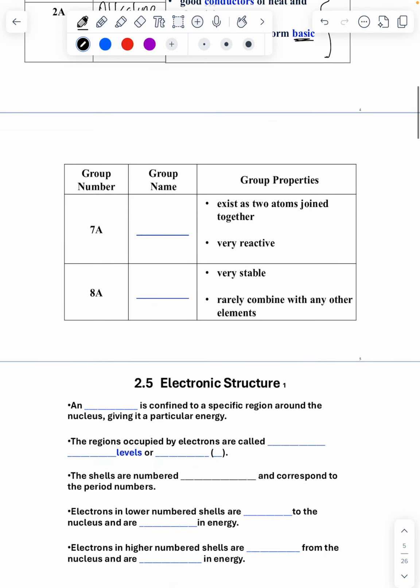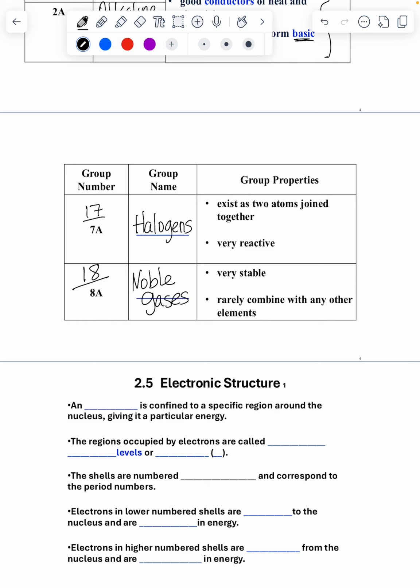A couple of the other groups that we will talk about are on the far right-hand side of the table. So we have group 7A, or that would be group 17. These are called halogens. And then we have group 8A or group 18. These are one and the same. These are called noble gases. Both of these groups consist of nonmetals.